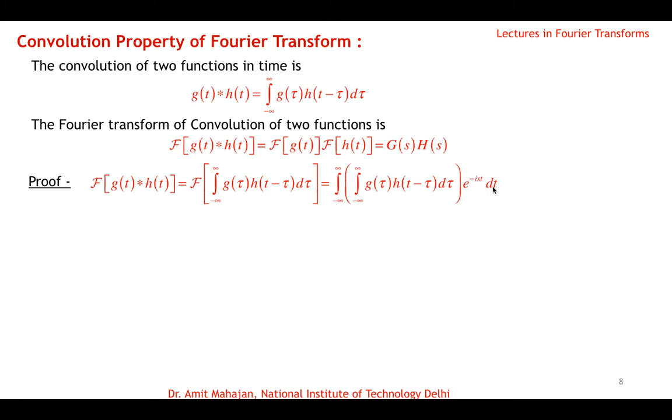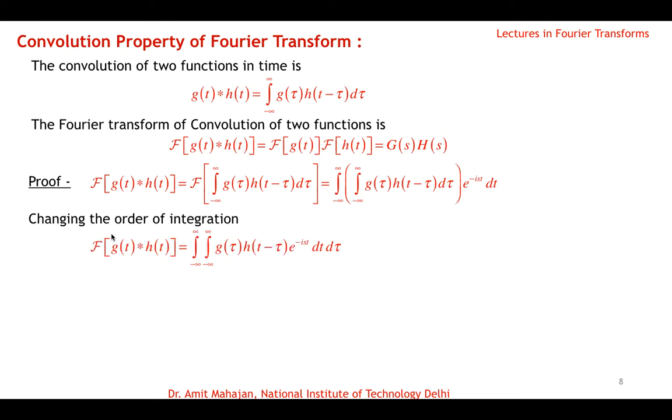Okay, now we can change the order of integration. Here the integration is with tau first and t second, so we can change the order and write dt first and d tau second. The limits are minus infinity to infinity for both, so it is the complete plane in t and tau. So we can change the order of integration without affecting the limits. The limits remain the same, and the function inside remains there.